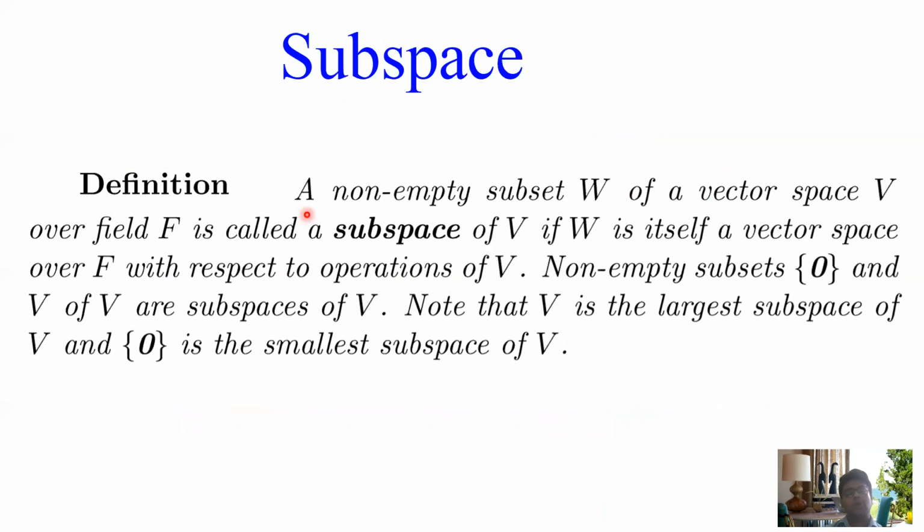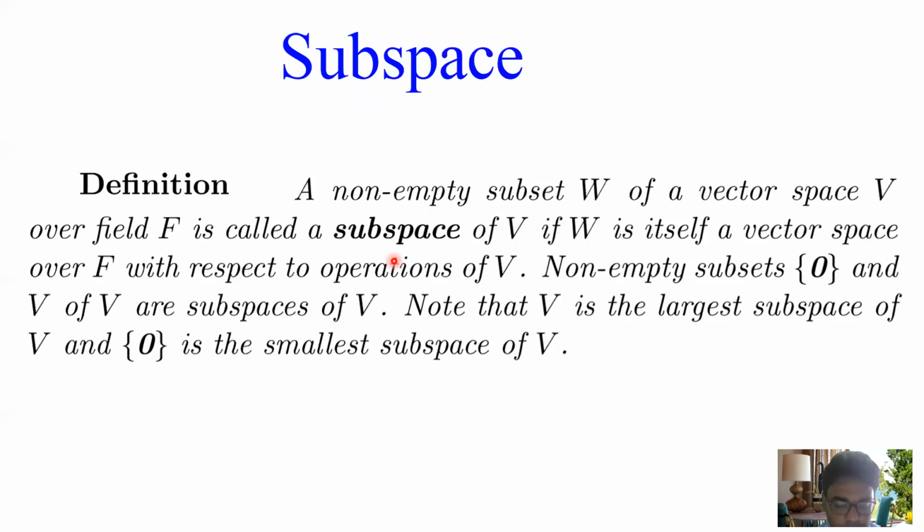Subspace. A non-empty subset W of a vector space V over a field F is called a subspace of V if W itself is a vector space over the field F with respect to the operations on V. The non-empty sets null and V of V are subspaces of V. Note that V is the largest subspace of V and the 0 singleton set is the smallest subspace of V. So from here it is clear.